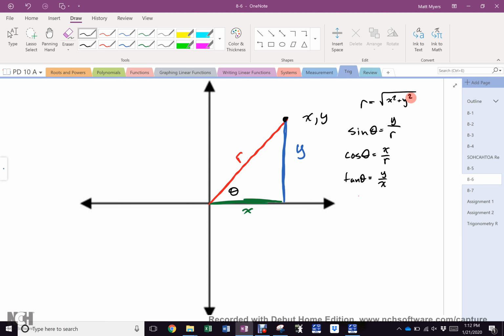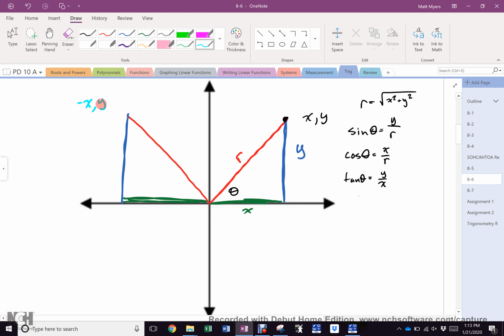Yeah? All right. So now I'm going to put a different color over here, or a different triangle over here. I'm going to leave these the same. So what is this point now? Negative x, y, right? So how long is this side? How long is this side? Negative x. So what then is the sine of blue theta?